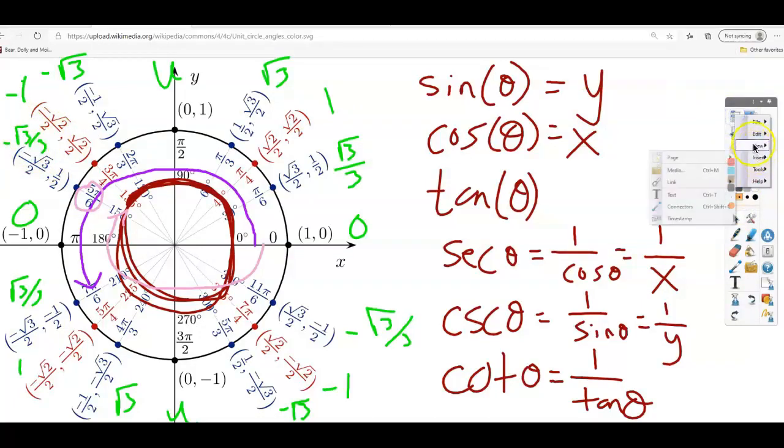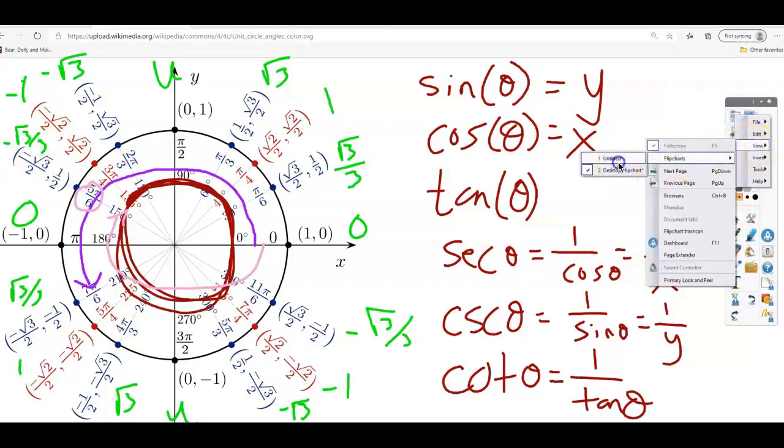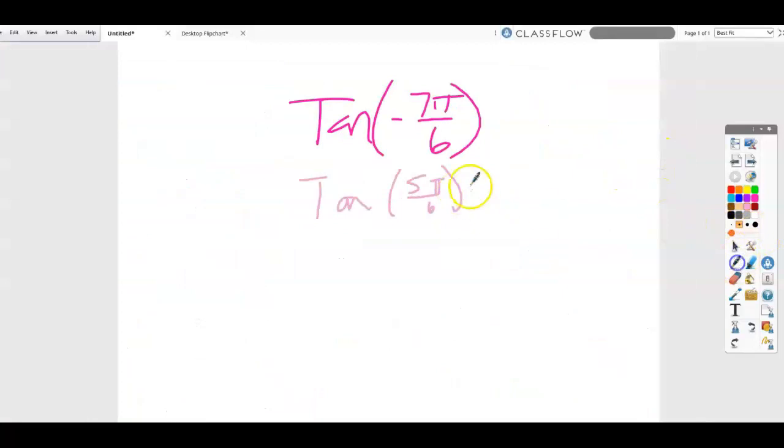And by the way, I'm just kind of being extra here. You didn't really have to write this. I mean, you could have just saw that the answer was radical 3 over 3 to begin with. I think it was negative, though. So there you go. So that's how you evaluate trigonometric expressions.